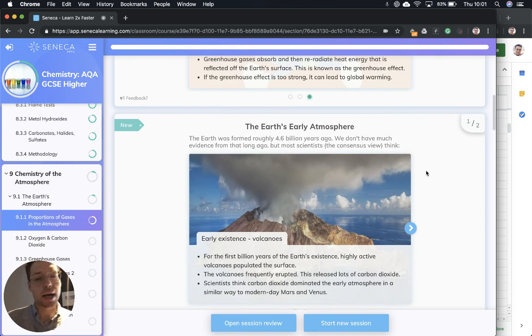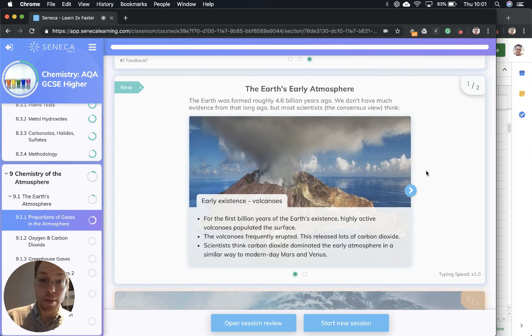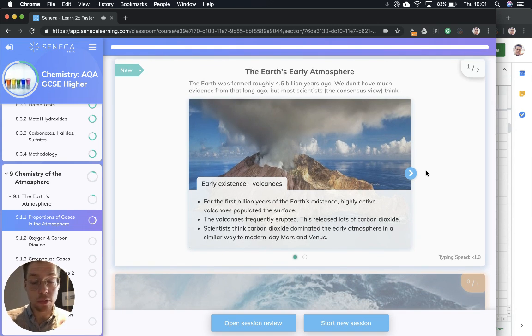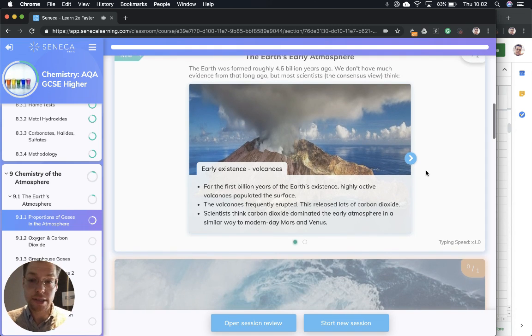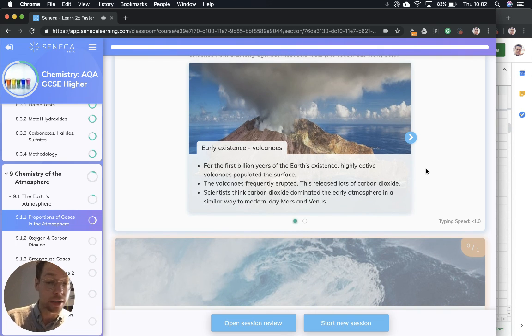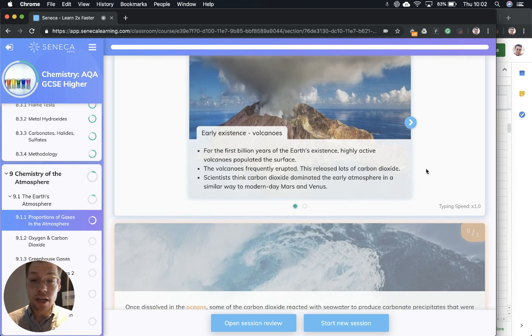Now, let's take it back a little bit, maybe like 4.6 billion years, and that's when we're going to talk about the early Earth's atmosphere. Now, we don't really have much evidence from that long ago, but the consensus view from scientists is that for the first billion years of the Earth's existence, highly active volcanoes populated the surface, okay? And these erupted frequently, so the Earth was a little bit angry. And that released a ton of carbon dioxide.